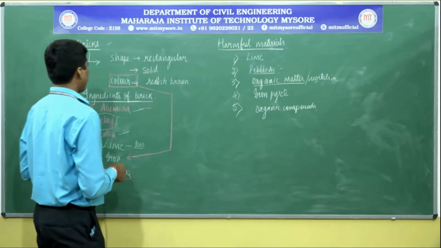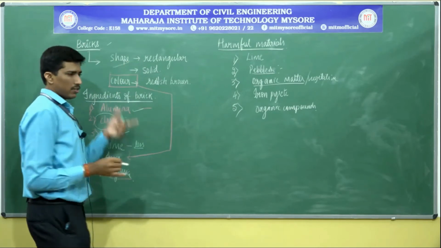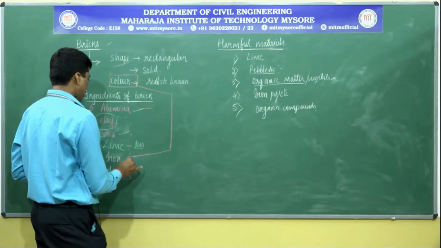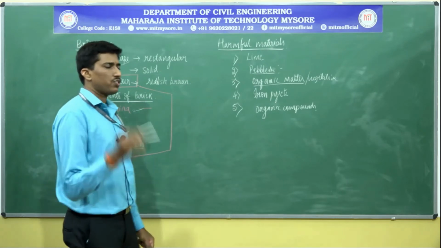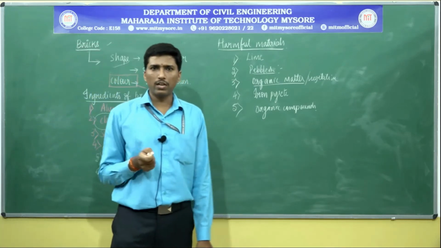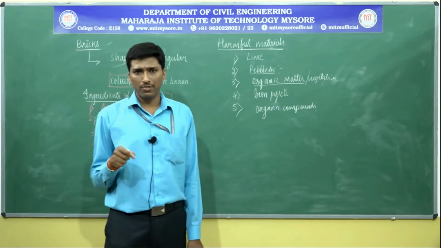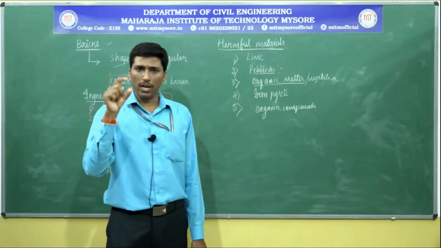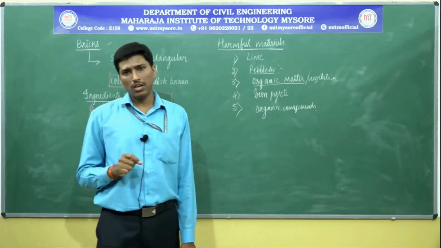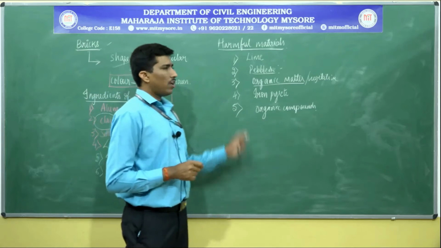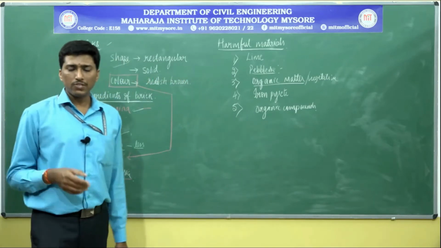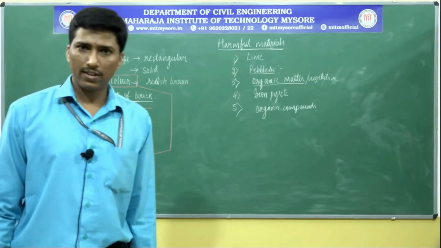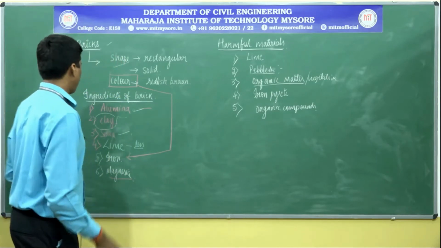Now, when we come to the shape, color and ingredients of the brick: alumina, silica, lime, iron and magnesia. In addition to that, there will be a small content of the remaining minerals. We cannot completely eliminate them, but we can maintain a certain trace concentration. Nevertheless, let us move on to the next part. Now, how to prepare or manufacture the bricks. Let us get to know.